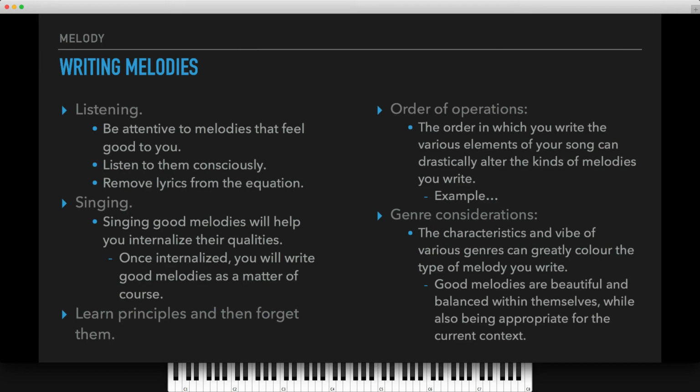Good melodies are beautiful and balanced within themselves while also being appropriate for the current context. It might be that these melodies, nice as they are, might not fit over a hip-hop track or over a metal track. Probably not, right? So those genres and every other genre will have its own considerations that play into the composition of the melody. And how to do that, that comes from listening, of course. You listen to the genre that you want to compose within, if you so desire to compose within a certain genre, and then those qualities will be within you from listening, and you'll know what sounds right and what sounds wrong.